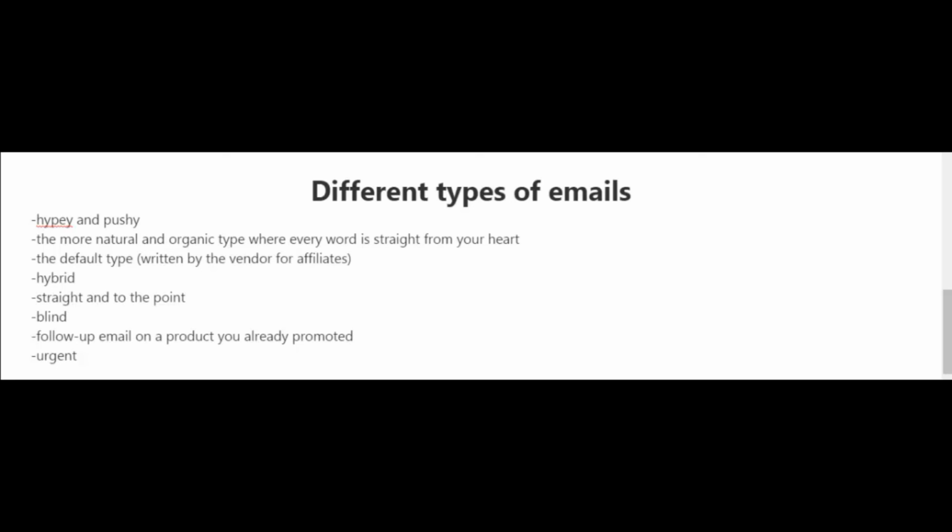Another type of email is a follow-up email on a product that you already promoted. And again, usually these types of emails are pretty quick to write because you've already given them the bulk of information in your previous email. So now you're just saying, hey, did you see my previous email? Or maybe you found another angle to write about. But usually, in my experience, writing follow-up emails are pretty quick and easy.